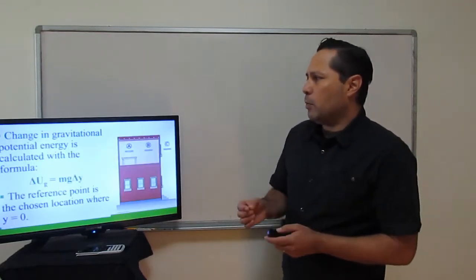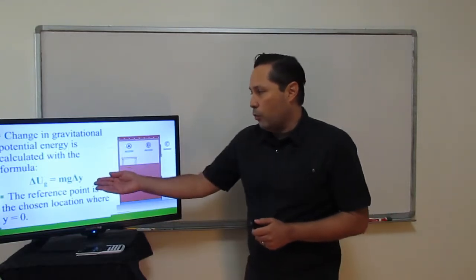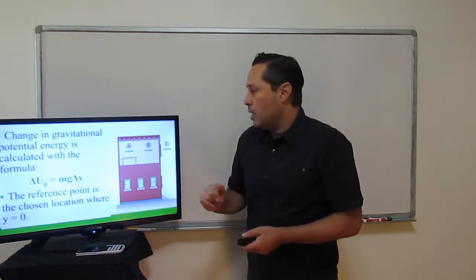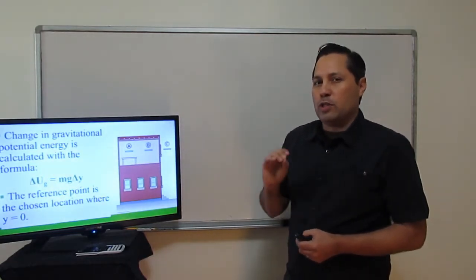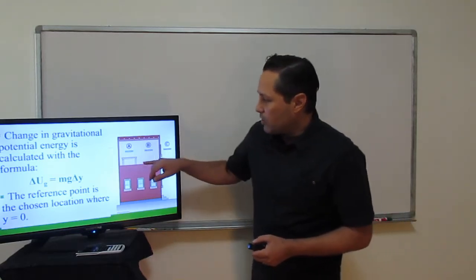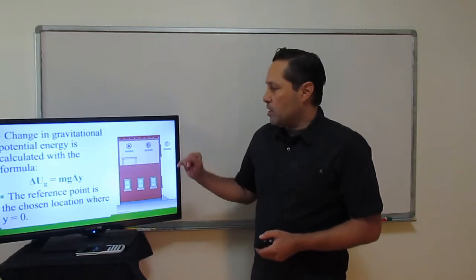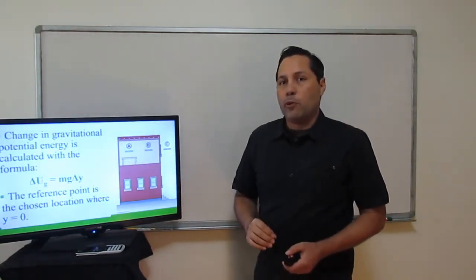So now let's talk a little bit about that. It says the change in gravitational potential energy is calculated using this formula. So that's your change. How far up have you gone? And it depends on its reference points. The reference point is where you're starting from. For example, this physics book being dropped on the table, how much potential energy does it have relative to the table? So the reference point is the table.